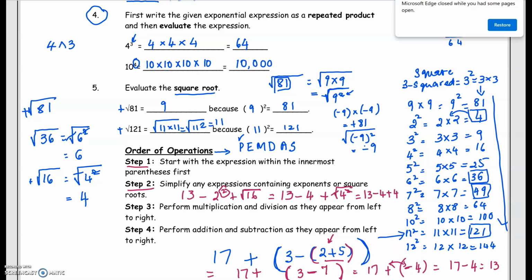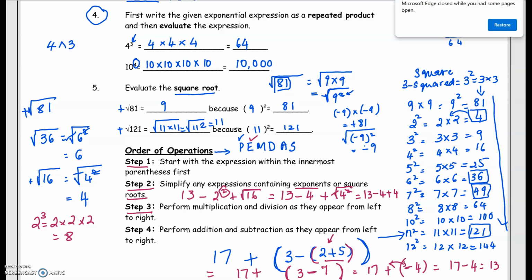So that's what exponents means. Exponents include square roots as well. Squares and square roots. And if it's a cube, for example, if it's 2 cubed, 2 to the power of 3, it's 2 times 2 times 2, which is equal to 8.